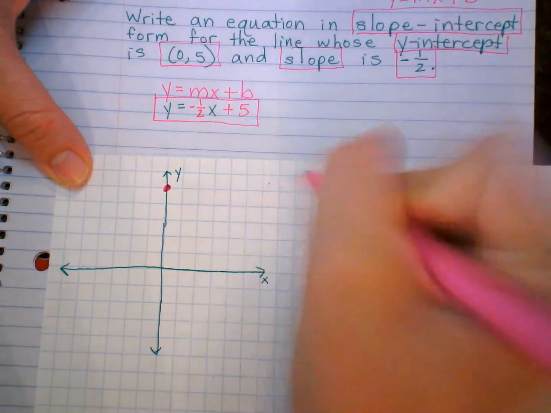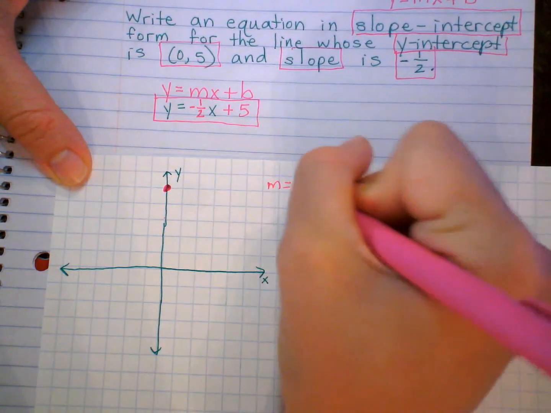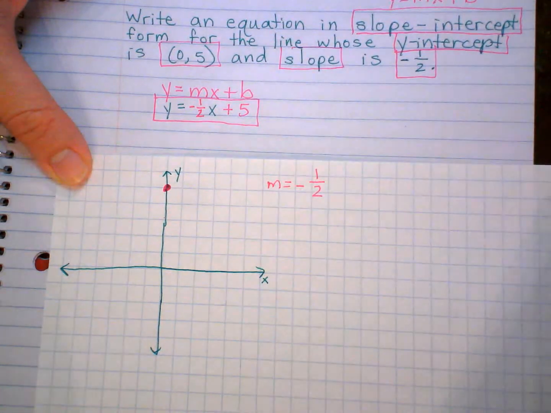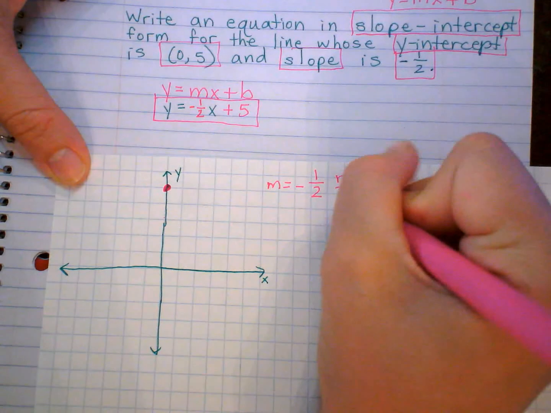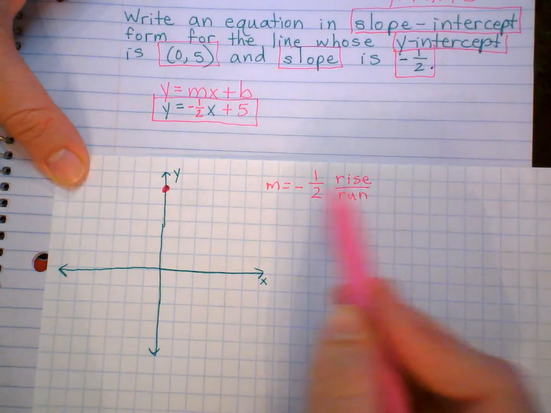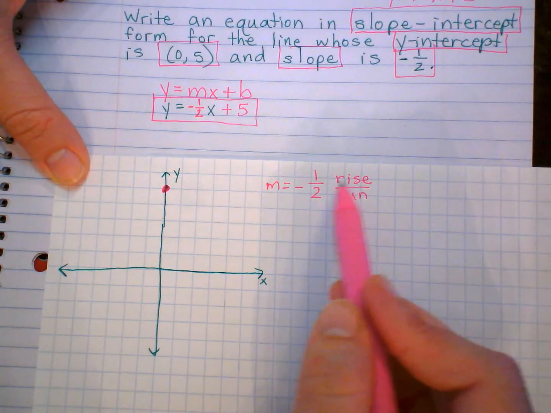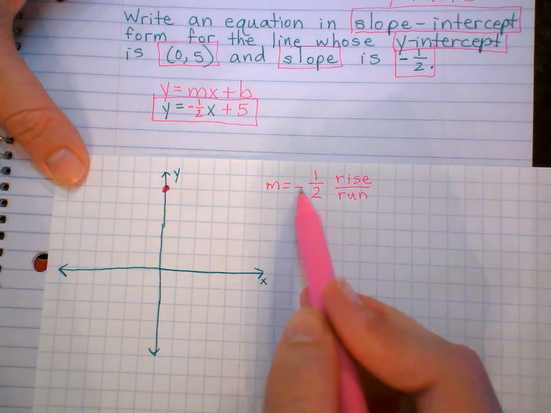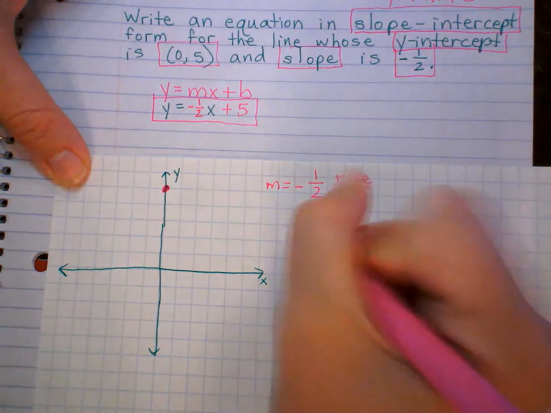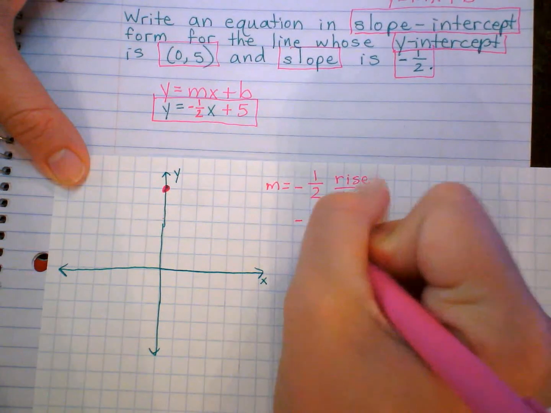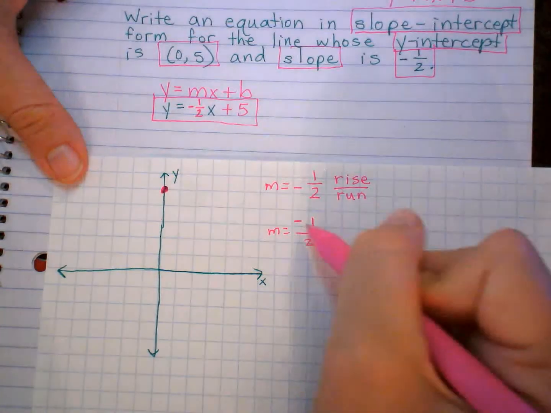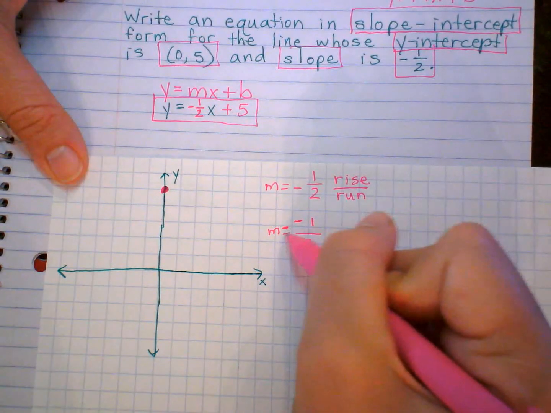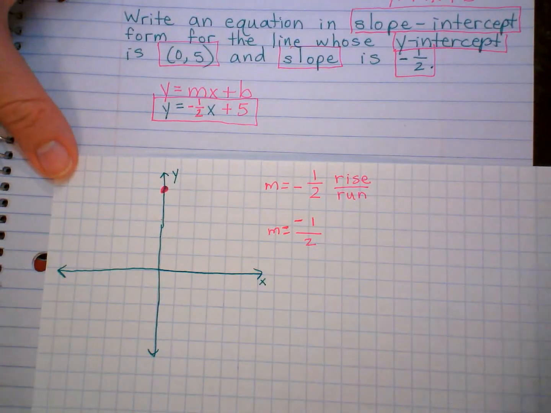So, if the slope is negative 1/2. Well, we know that slope is rise over run. So we're going to rise, so it's negative 1/2. Usually I just attach that negative to the numerator. You could attach it to the denominator. As long as you only attach it to either the numerator or the denominator, you're fine. So negative 1/2, the slope.